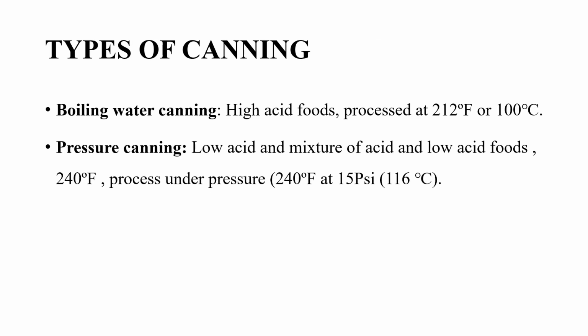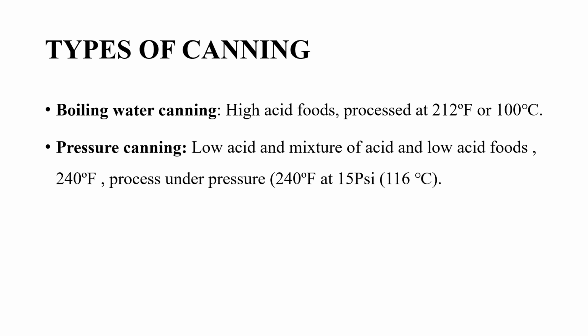Coming to the types of canning, here we have two types of canning. One is boiling water canning and the other one is pressure canning. In case of boiling water canning, this is done for high acidic foods, where it will be processed at 212 Fahrenheit or 100 degrees Celsius. So here the water in the canner should be hot but not boiling before loading the jars. And once the jars are placed, they should be covered by 1 to 2 inches of water for the full processing time, so that the food in the top of the jars and the jar closure will be thoroughly heated.